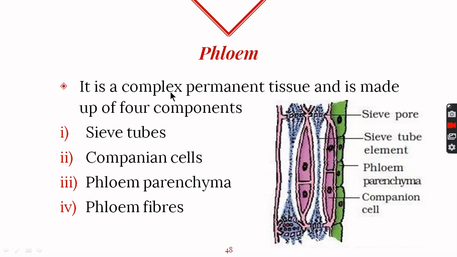Just like xylem, phloem is also a complex permanent tissue and it is made up of 4 components. These are the cylinder shaped sieve tubes, then companion cells, phloem parenchyma, and phloem fibers. Out of these 4 components, only phloem fibers are made up of dead cells. Actual transport occurs inside the sieve tubes only, and material from one sieve tube can easily enter the next sieve tube through these sieve pores present inside the sieve plate.